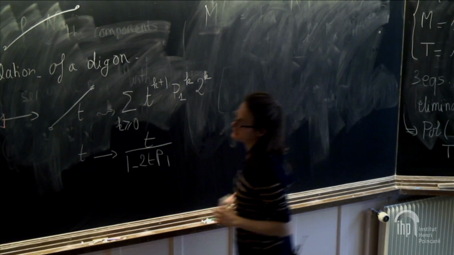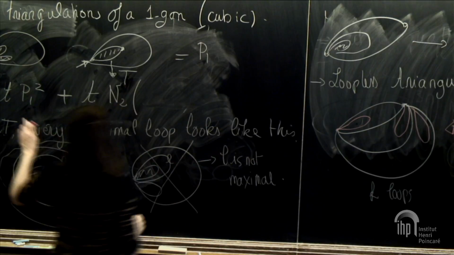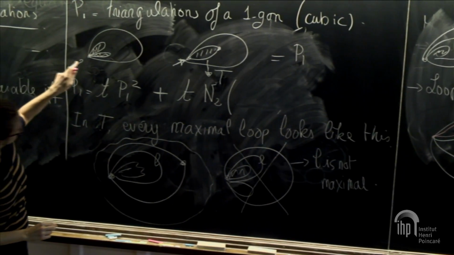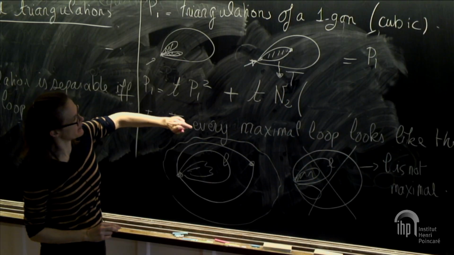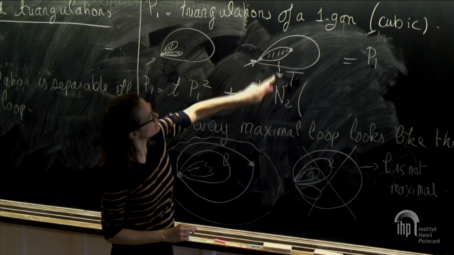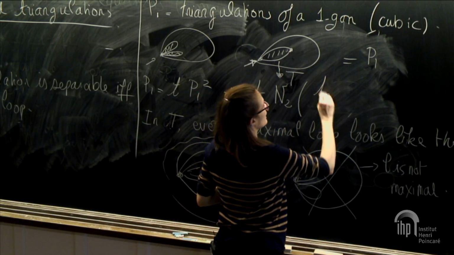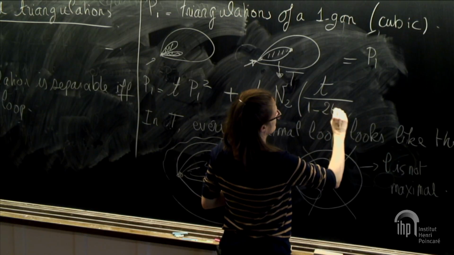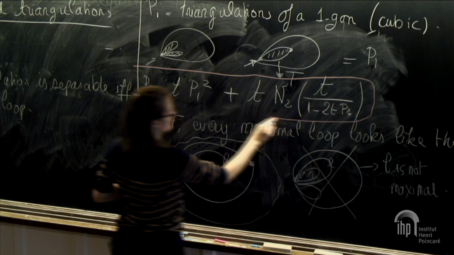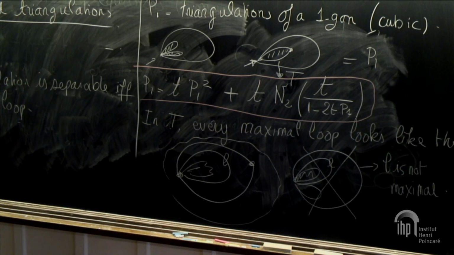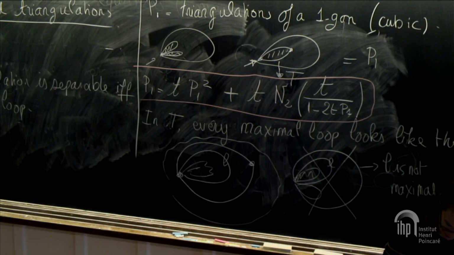So there we are. Now we have completed, sorry, this was some P1. So now we have completed our functional equation. A triangulation of a one-gon has either this structure, and this is the generating function of this first case, or it is a loop surrounding a loopless triangulation of the diagon in which every edge has been substituted by a watermelon. Okay. And so this is our second substitution equation.